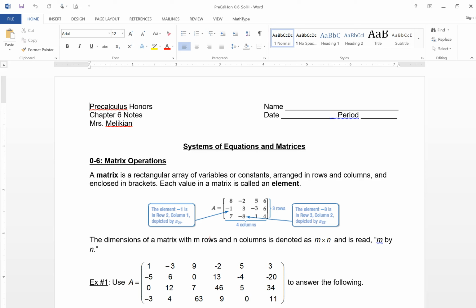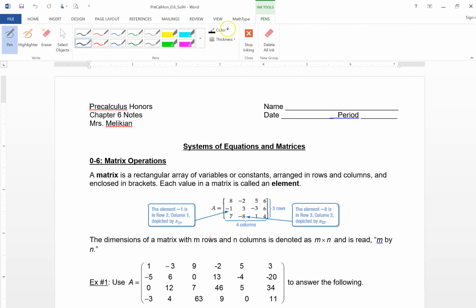All right, so a matrix is basically an arrangement of information in a rectangular tabular form. That's all a matrix is. It's just a way for us to organize and arrange information in a rectangular array. So it's a rectangular array of variables or constants in rows and in columns. That's how it's organized.